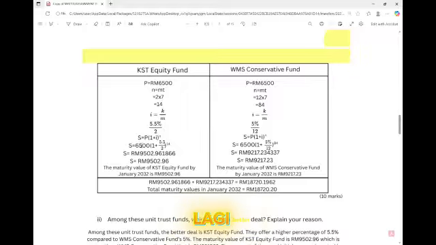So, kita guna rumus lagi. S equal to P(1 + I)^N. S sama dengan 6,500(1 + 5.5% over 2)^14. So, S sama dengan RM9,502.961866. So, kita pemudahkan, kita akan dapat S sama dengan RM9,502.96.